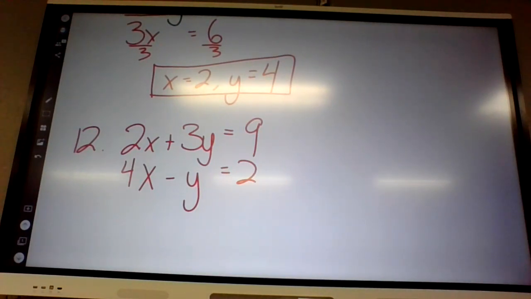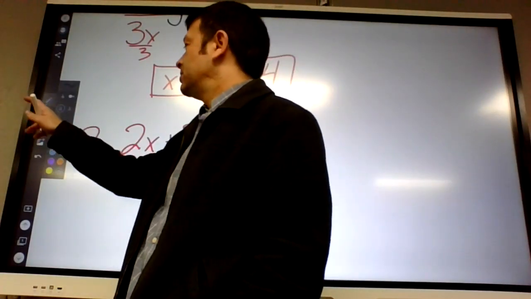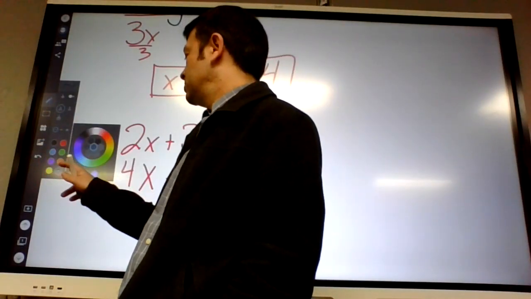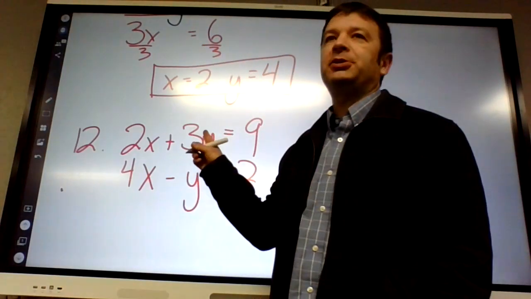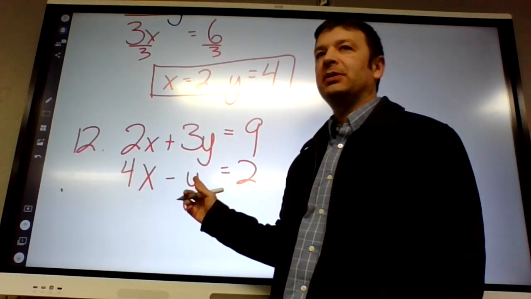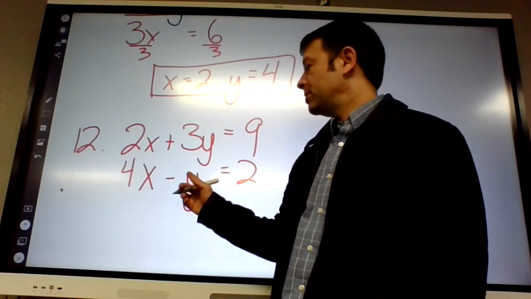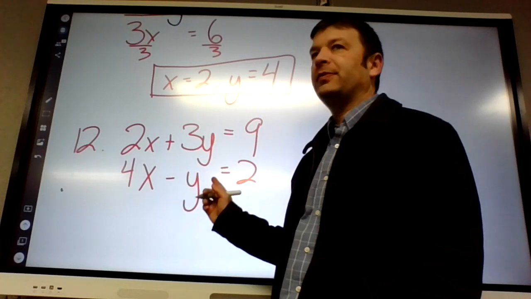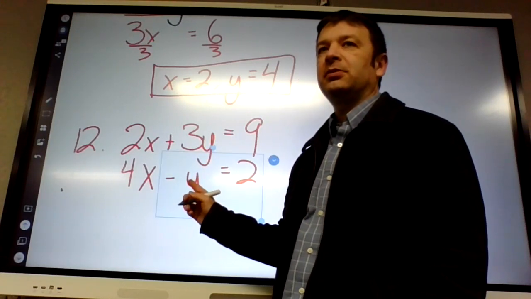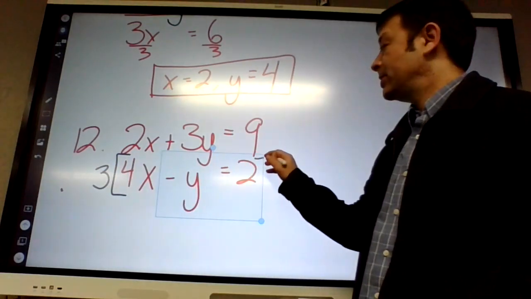So, Jaden, do you know how I can eliminate the y's? No. Okay, this is a 3y. So what do I want this to be? A negative 3y. So how do I turn this into negative 3y? Times by 3, yes. So just do bottom line times 3.